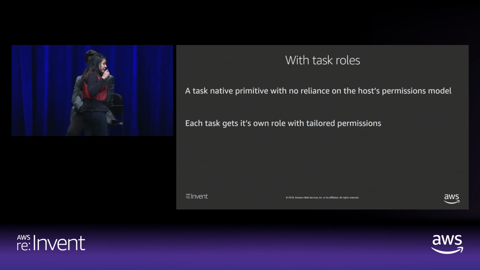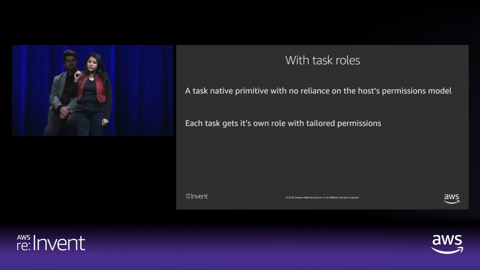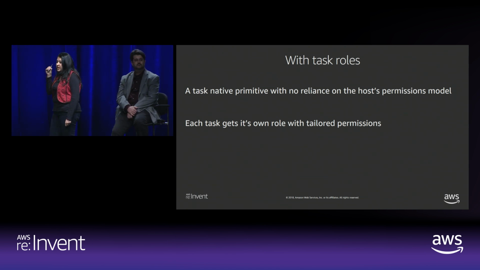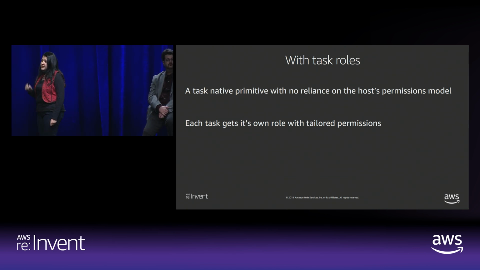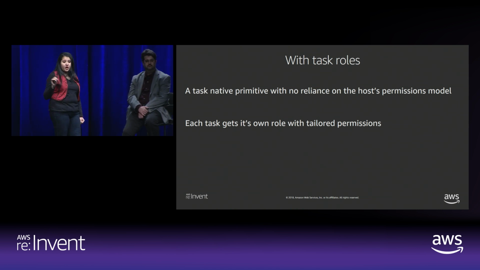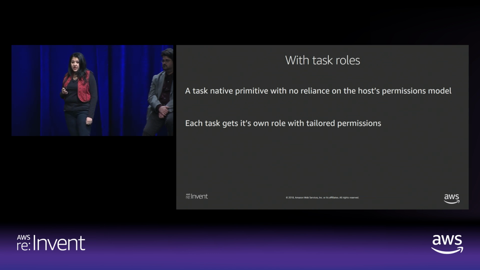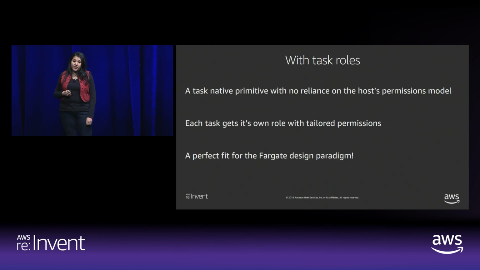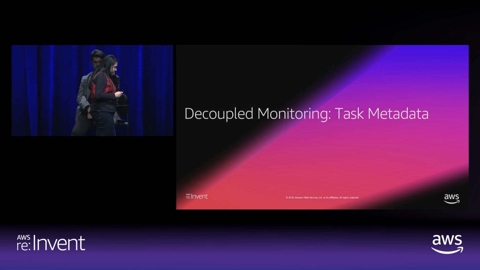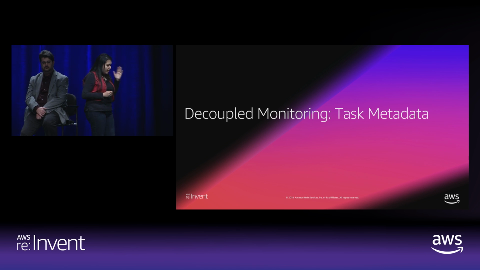So again, we innovated a task-native way to do permissions such that you can specify fine-grained permissions for that specific task without having any reliance on the permissions model of the underlying host. And that was a good fit for the Fargate paradigm. And finally, my last example for today is how we decoupled monitoring via the task metadata endpoint.